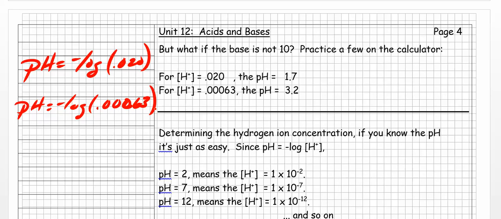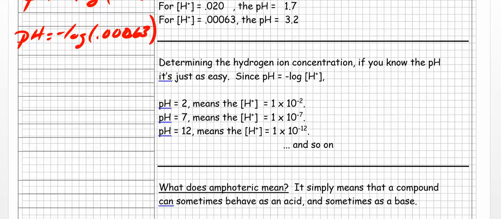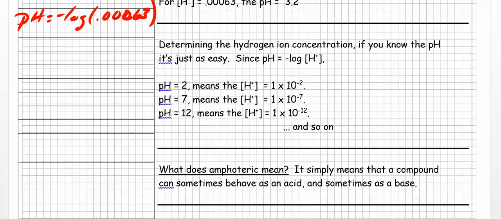If you want to determine the pH, if you know the hydrogen ion concentration, even if it's not 1 times 10 to the negative something, it's just a matter of plugging it in the calculator and you've got it, okay? All right, what if we want to determine the hydrogen ion concentration and you know the pH? Just go the other way. It's just as easy since pH is equal to minus the log of the hydrogen ion concentration. So let's just say the pH is 2. So what is the hydrogen ion concentration? 1 times 10 to the minus 2.